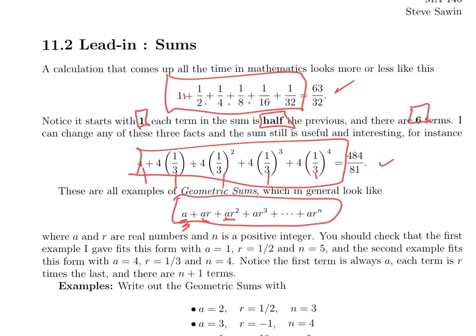And then you stop when you've done it n times. So that works out confusingly to n plus 1 terms. n was 5 in the first example, and n was 4 in the second example. So here's that case I kept warning you about that will somehow start things at 0.